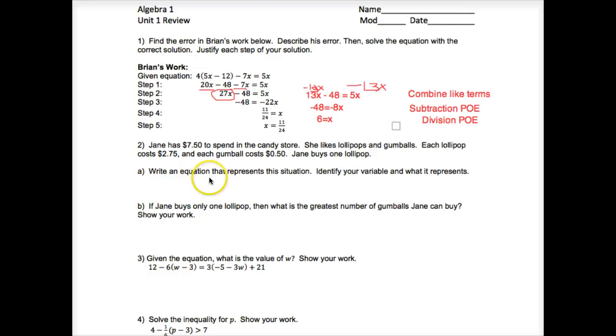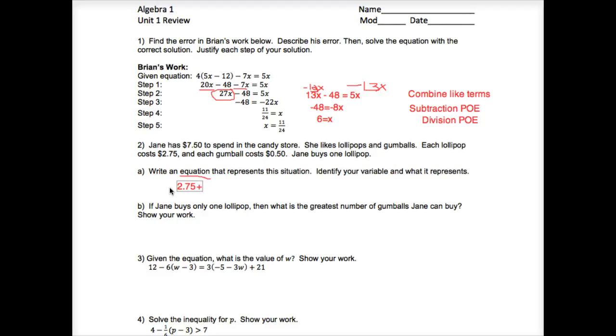All right. Number 2, Jane has $7.50 to spend in the candy store. She likes lollipops and gumballs. Each lollipop costs $2.75 and each gumball costs 50 cents. Jane buys 1 lollipop. Write an equation that represents this situation. So first of all, it's very key that it says equation. That means it should have an equal sign. So we know she's buying 1 lollipop and we know that those cost $2.75. So I put that cost in first.